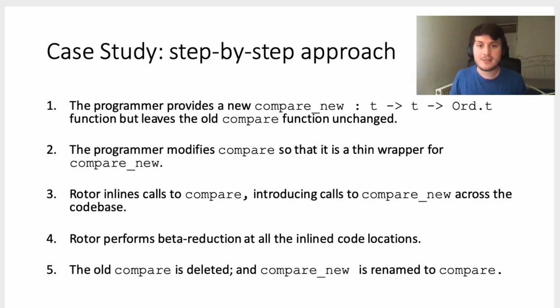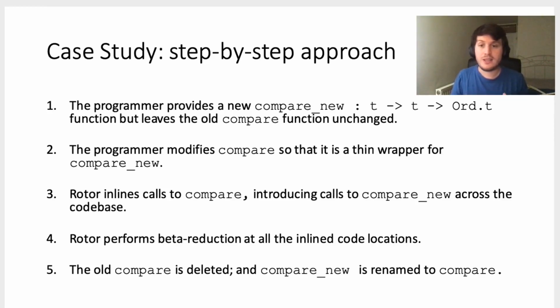So here is the procedure for doing this refactoring. It follows 5 consecutive steps. The first 2 steps are not automated at the moment and need to be done by the programmer. Firstly, the programmer must provide a new compare function of the new type, but they need to leave the old compare function unchanged. Secondly, the programmer must then modify this old compare function so that it is not defined in terms of the new compare function.